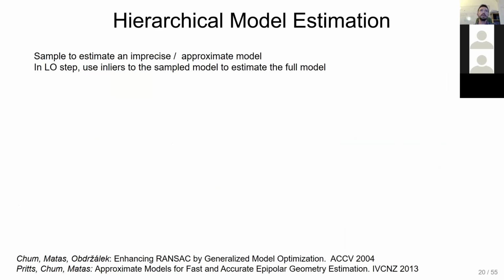This can be exploited even further by using imprecise or approximate models, and then in local optimization trying to estimate the correct model. So why is this interesting? Because you can get an enormous speed up, because you should be able to reduce the sample size this way.